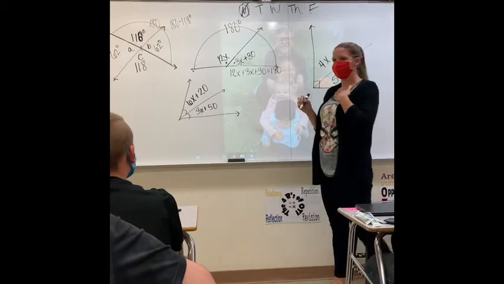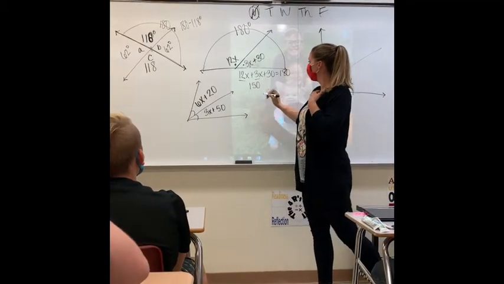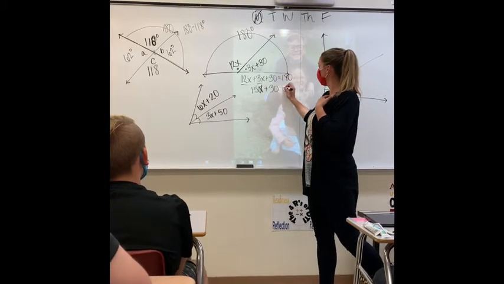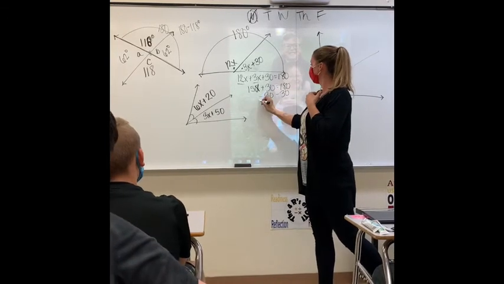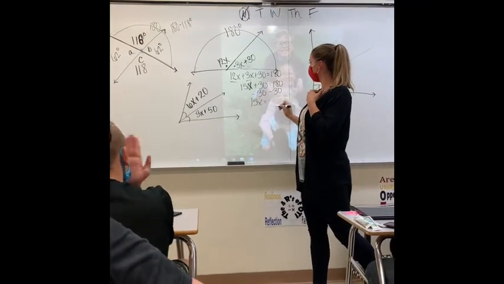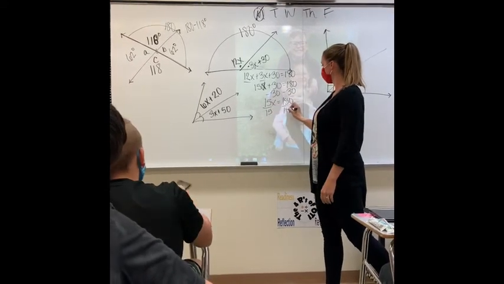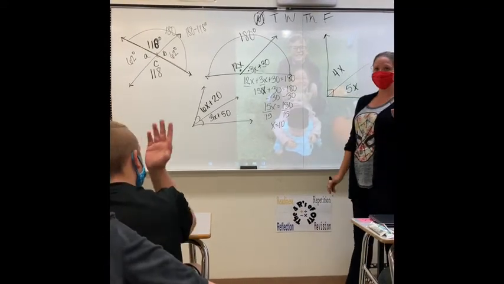Let's see if I came up with one that works out. Combine: 15x plus 30 equals 180. Subtract 30. 15x is equal to 150. Divide by 15. What is x? 10. Awesome.